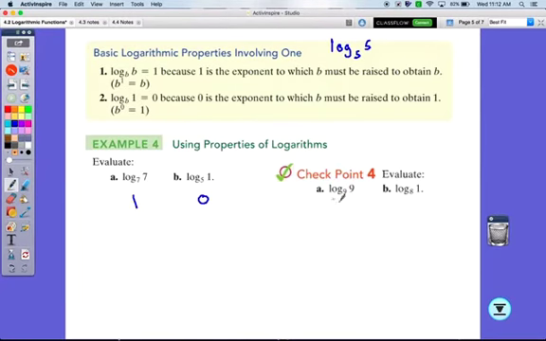All right, so look at that checkpoint. If the base and the argument are the same, the answer is 1. If the argument is 1, the answer is 0. If the base and the argument are the same, the answer is 1. If the argument, the inside of it, is 1, the answer is 0.